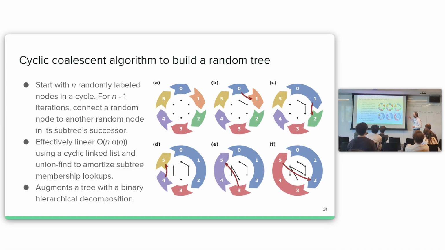We can build on that result to construct an algorithm that has the same behavior as the one proposed by Pitman, but can be implemented efficiently. I call it cyclic coalescence. We start with n randomly labeled nodes on a cycle, and each of these nodes is just a trivial subtree. On every iteration, you pick one of the nodes at random, and then you connect it to another random node in the successor subtree of its subtree.